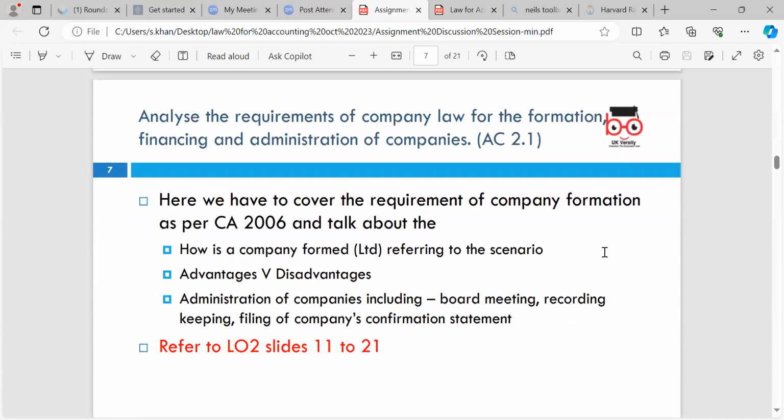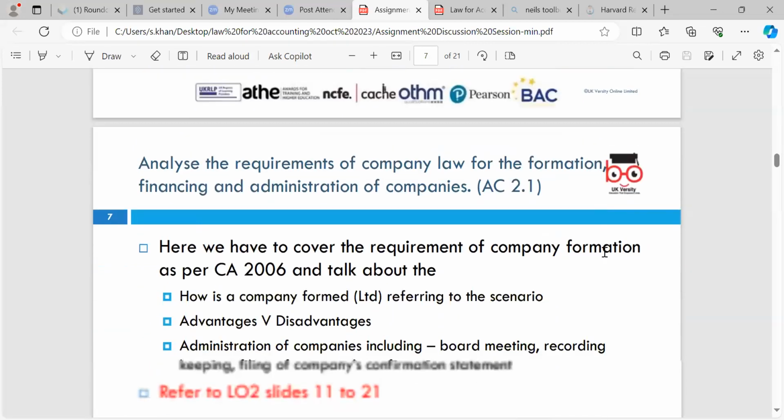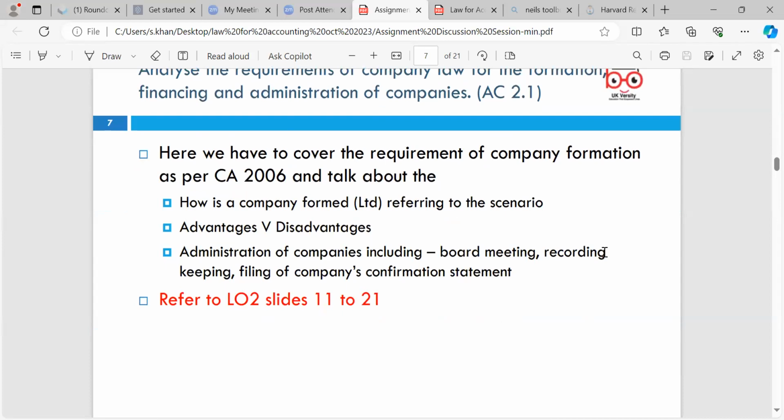So when we look at analyzing the requirements of company law for the formation, financing, and administration of companies, AC 2.1, which is the first one, here we have to cover the requirement of company formation as per Companies Act 2006 and talk about how a company is formed, limited, referring to the scenario, advantages and disadvantages, administration of companies, including board meeting, recording, keeping, filing of companies' confirmation statement. Refer to learning outcome 2, slides 11 to 21.